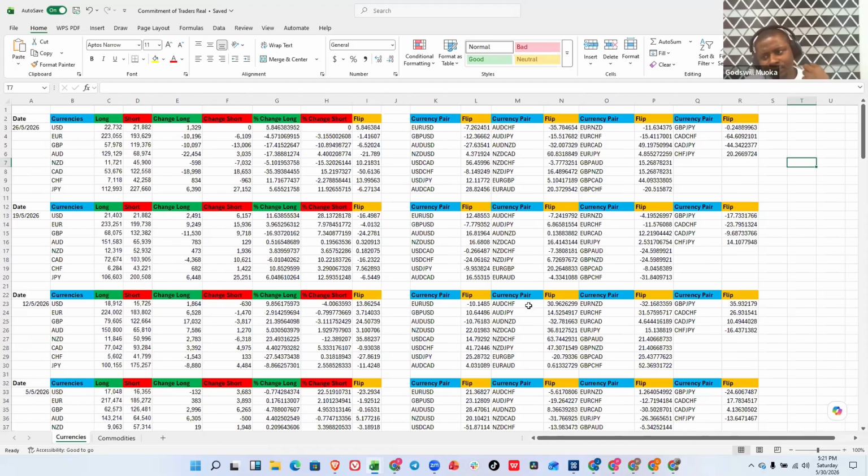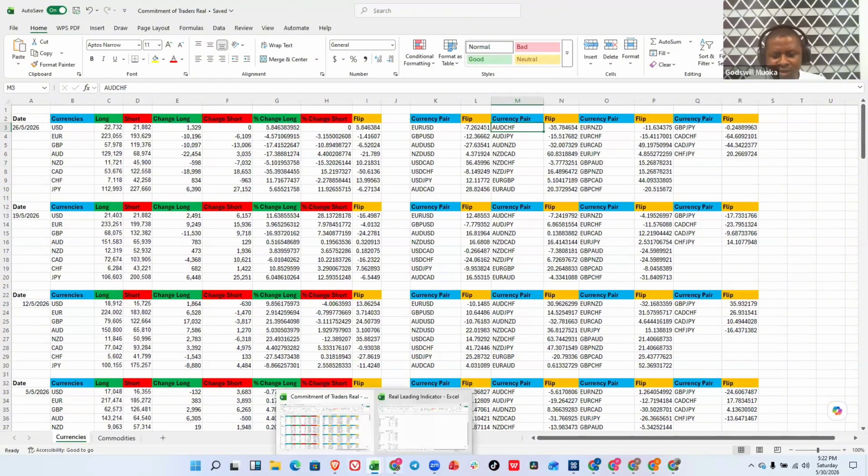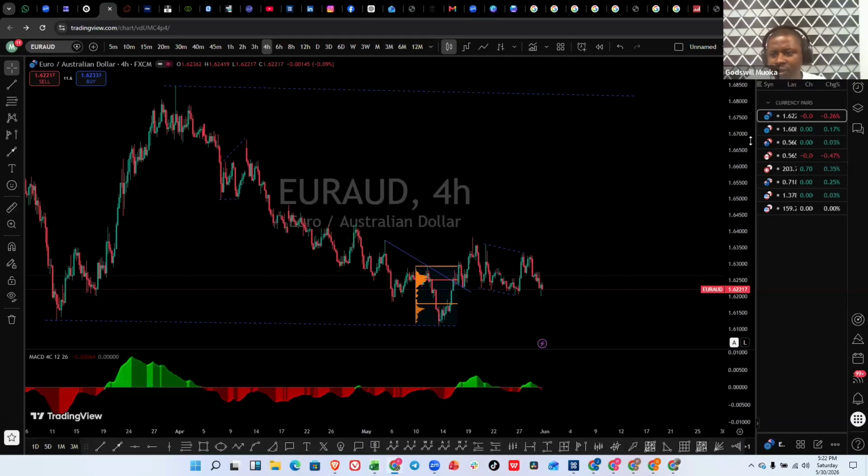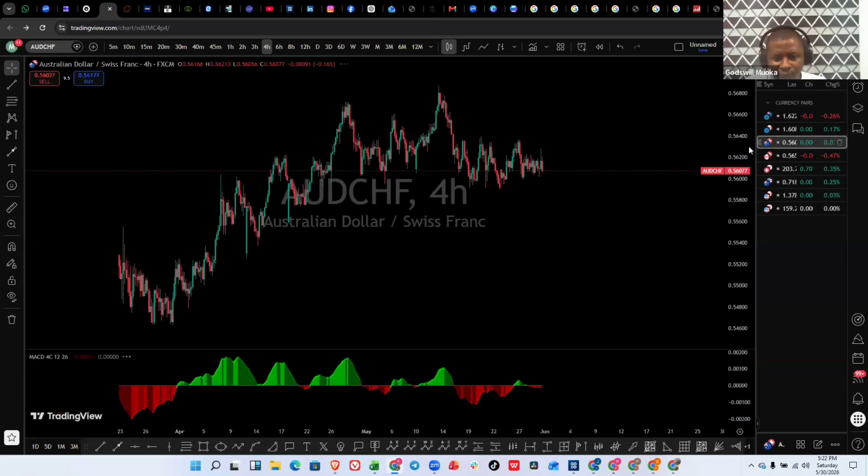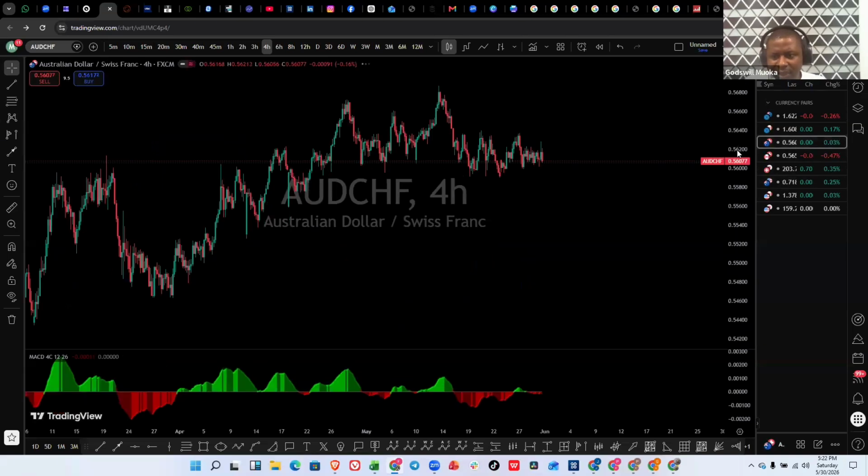So moving into the new week, you could see from the last 2 weeks, we are moving from positive 30 to negative 7, and now negative 35. We are gradually pushing negative for Aussie Swiss. So if I go to the chart of Aussie Swiss, this is what I'm anticipating.